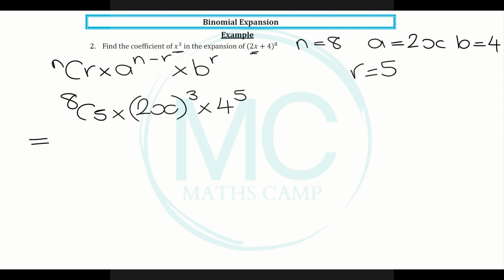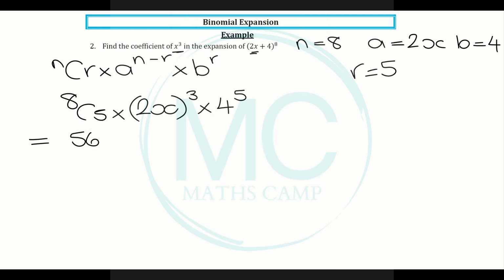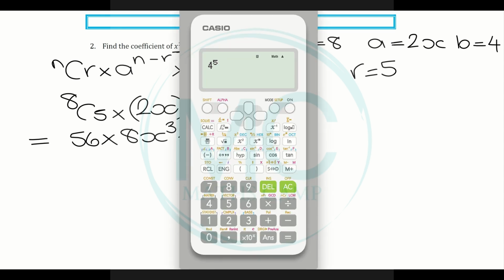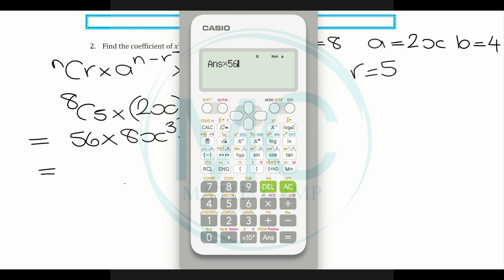Now I can take my calculator and I can say 8C5 is equal to 56. So I can say 56 multiplied by 2 cubed, which is 8. This becomes 8x cubed multiplied by, take my calculator, 4 with an exponent of 5, which is equal to 1024. And now I can multiply these together. 1024 multiplied by 56 multiplied by 8 is equal to 458,752.